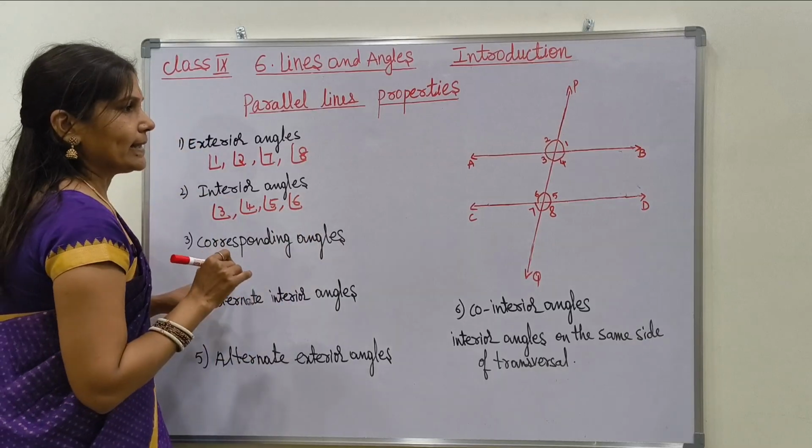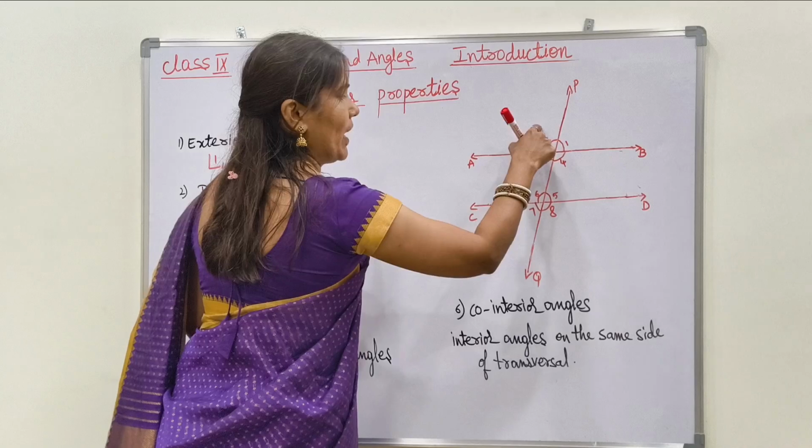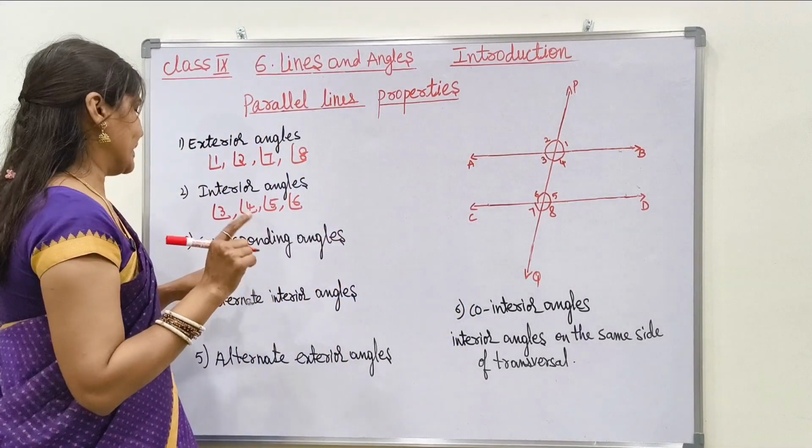These are all the interior angles. 3, 4, 5, 6 are the interior angles. 1, 2, 7, 8 are the exterior angles.